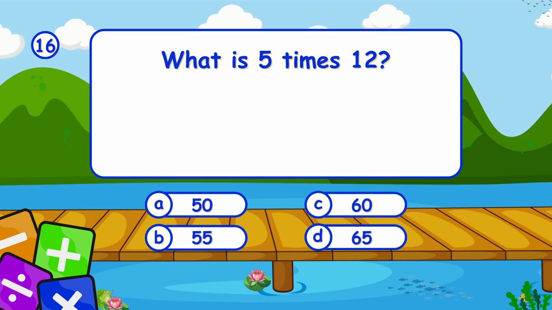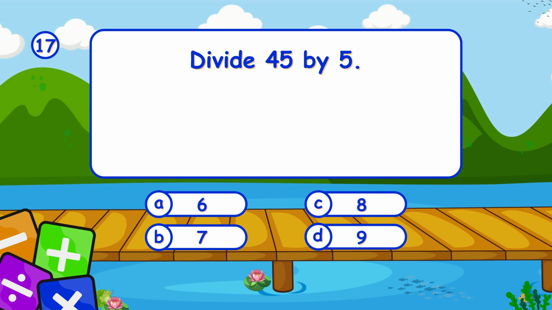What is 5 times 12? It's C, 5 times 12 is 60. Divide 45 by 5. It's D, 9. 45 divided by 5 equals 9.